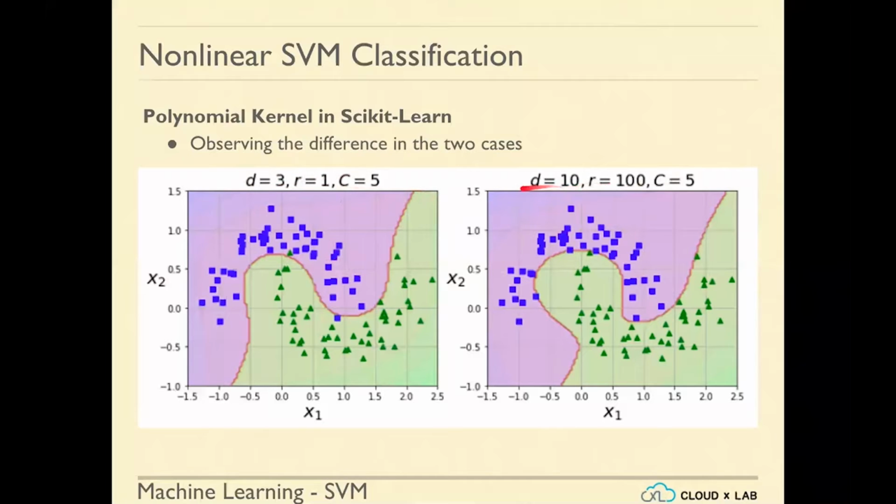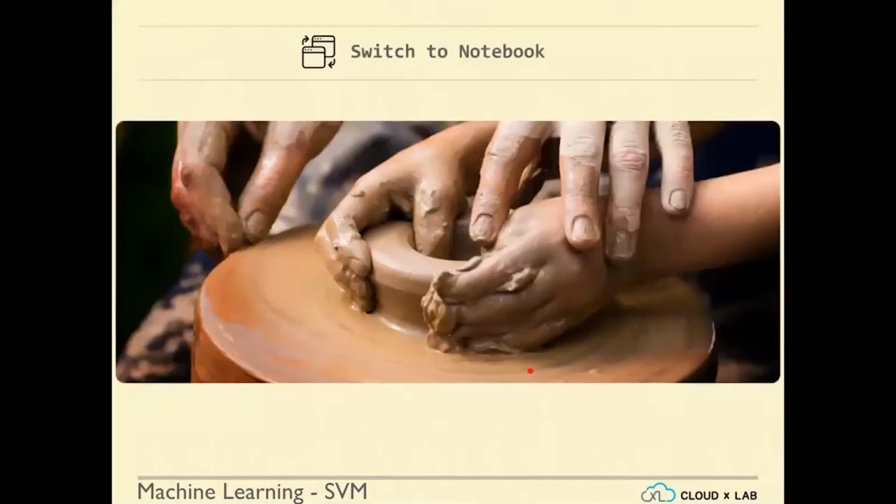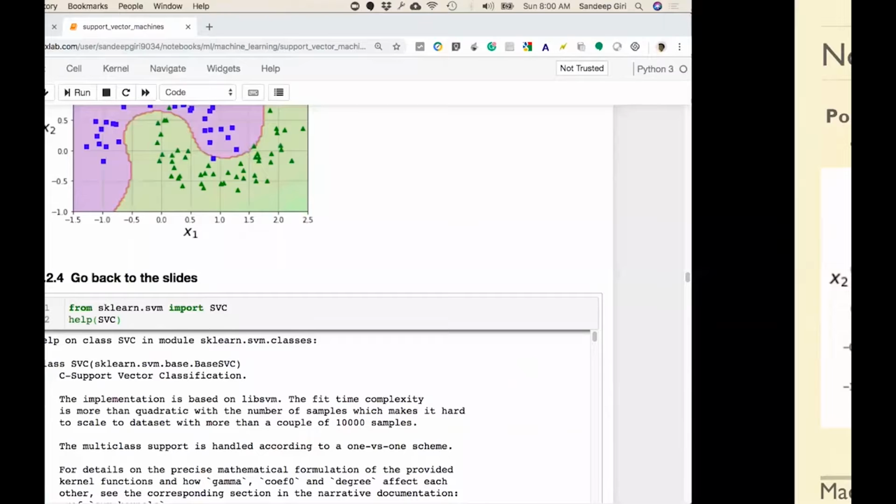you can see the degree is 3 here, degree is 10 here. What's happening in this case is that with degree 3, it's not that regularizing, it's not taking into consideration more data points. And here it's taking into consideration these more data points. Okay, so let me just try to show you here.